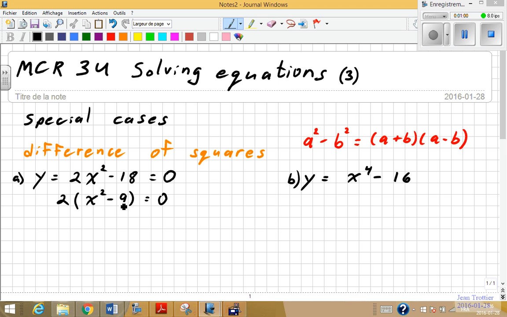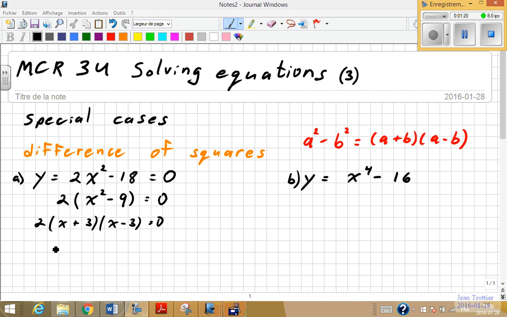So since we have our perfect square here, we're left with 2 times x plus 3. So the square root of x squared is x. Square root of 9 is 3. So that's our first one. The second one is x minus 3 equals 0.